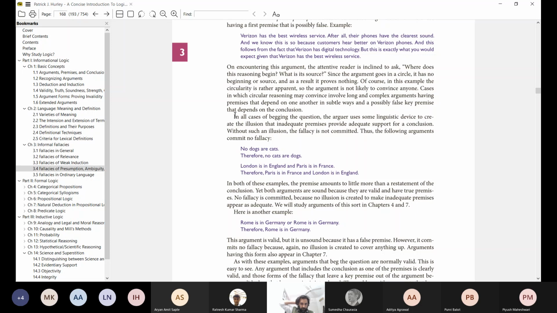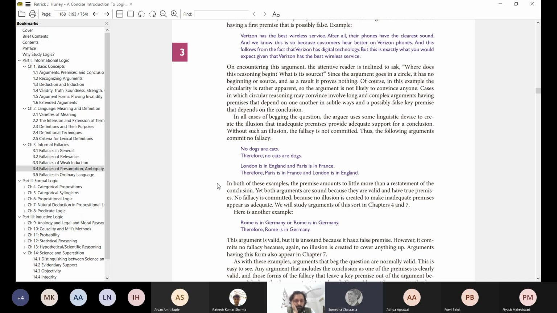In all cases of begging the question, the arguer uses some linguistic device to create the illusion that inadequate premises provide adequate support for a conclusion. Without such an illusion, the fallacy is not committed. Thus, the following arguments commit no fallacy. No dogs are cats, therefore no cats are dogs. London is in England and Paris is in France. Therefore, Paris is in France and London is in England. In both of these examples, yeah, no, go ahead.